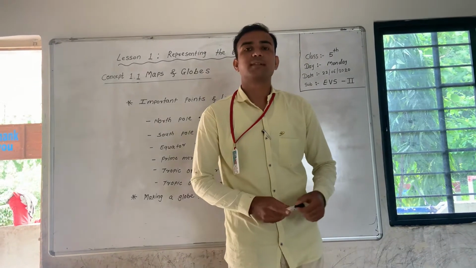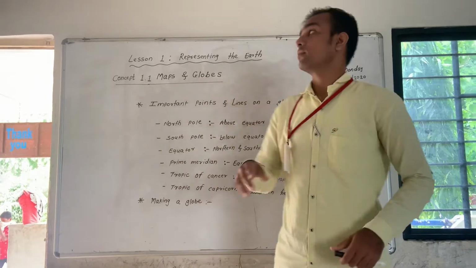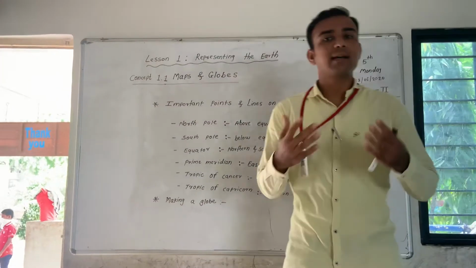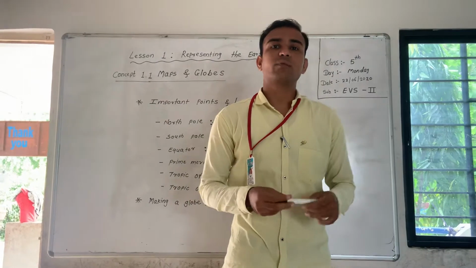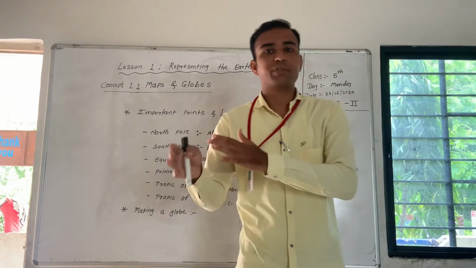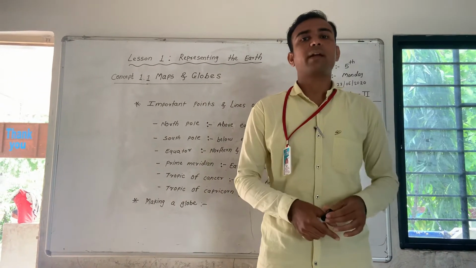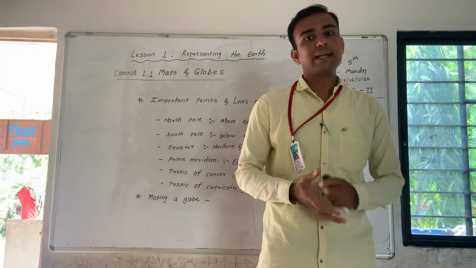Good morning, students. As we know, we have started concept 1.1 in lesson 1, Representing the Earth, and in that concept 1, that is maps and globes. We have seen the difference between maps and globes. A map is a two-dimensional figure and a globe is a three-dimensional figure.